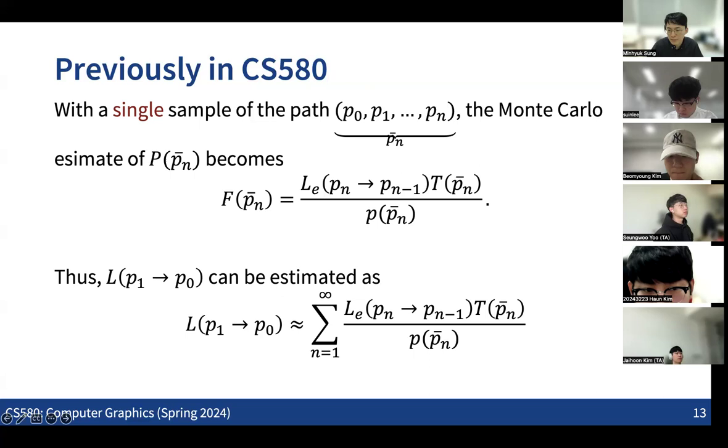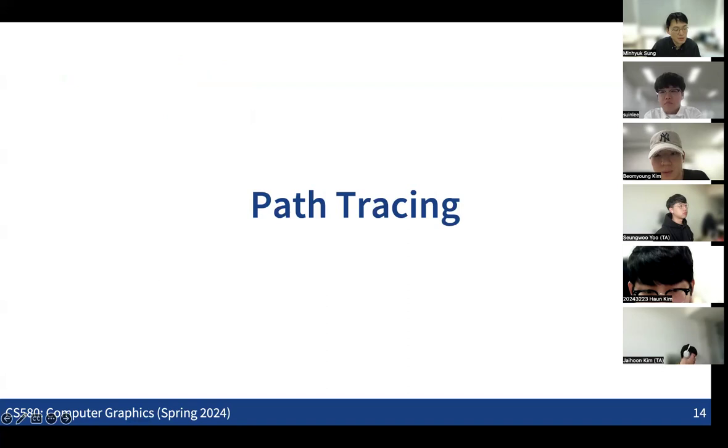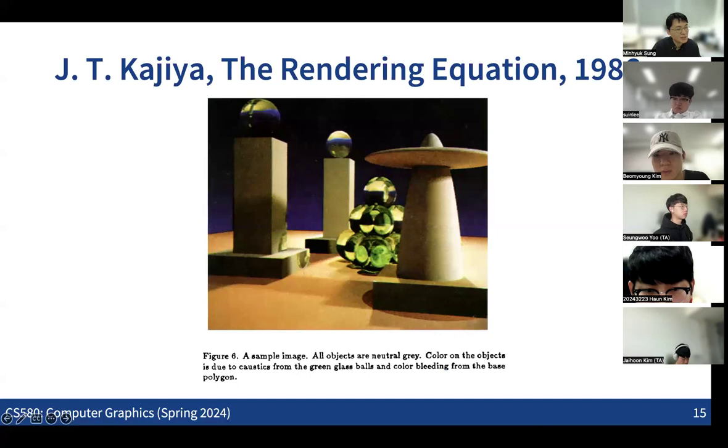So yeah, let's see. Here, the main thing is how we trace all the paths in the ray tracing rendering system in terms of calculating this integral. The first idea of this was introduced almost 40 years ago by Kajiya in 1986. This was the first image rendered by this kind of ray tracing system, which is called just tracing the paths of the light.